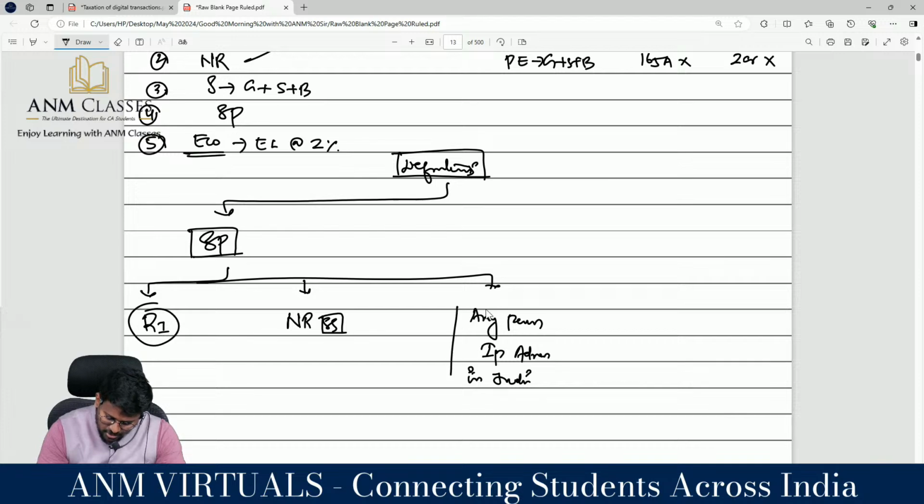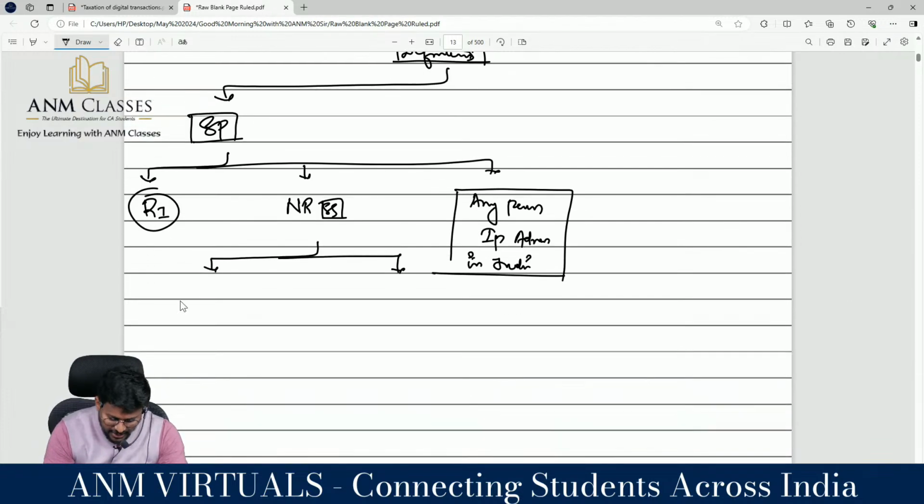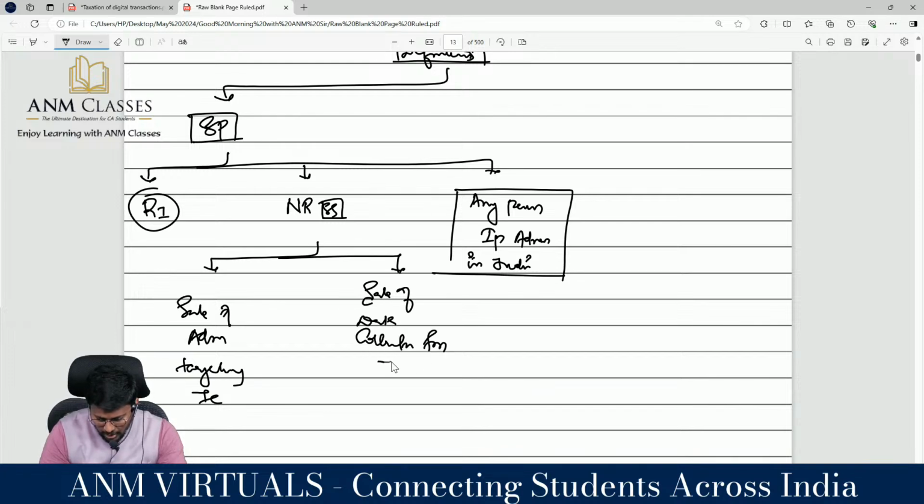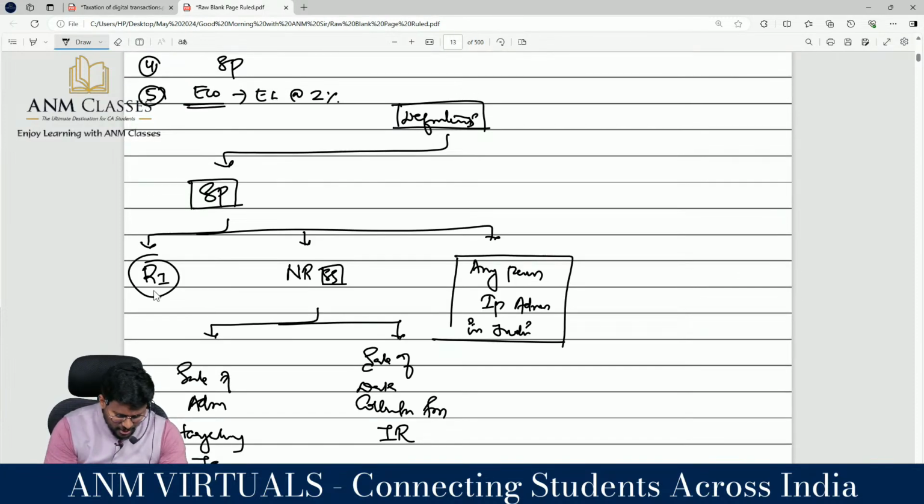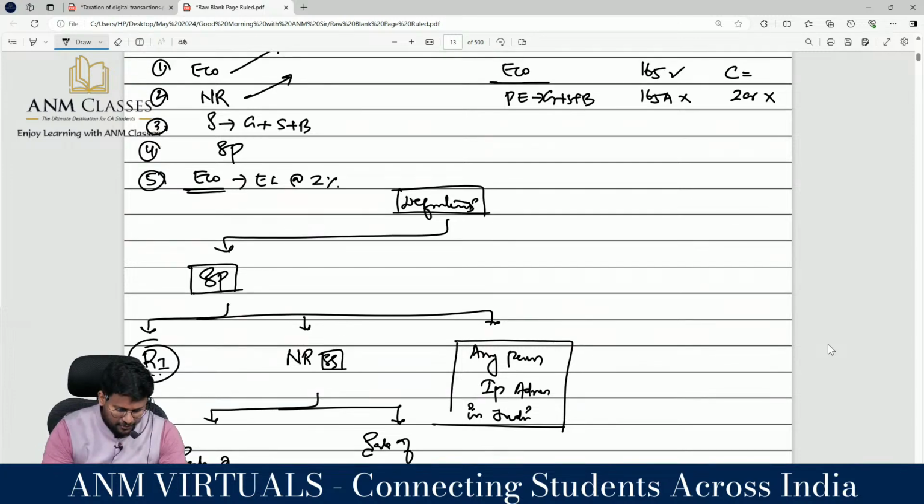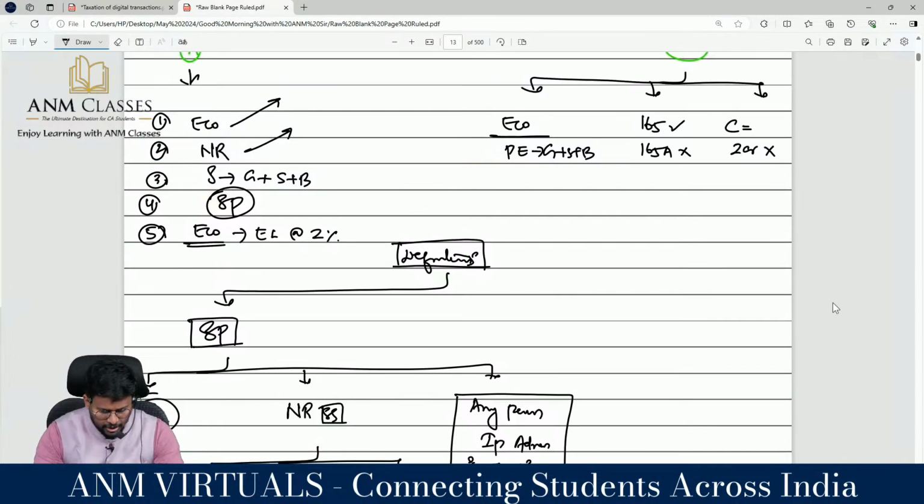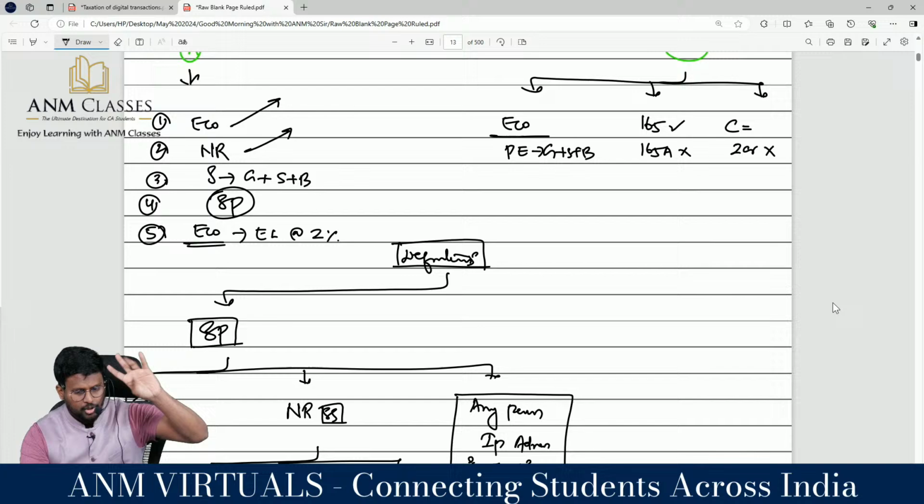The special circumstances fall into 2 categories. Number one, sale of advertisement targeting Indian customers, then sale of data collected from Indian residents. That's the second definition. So specified person also we have answered. E-commerce operator is liable to pay equalization levy at the rate of 2%.